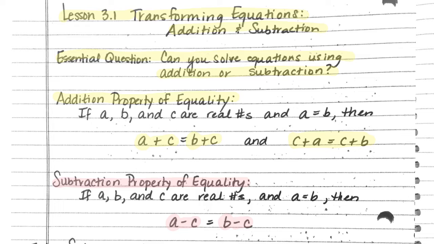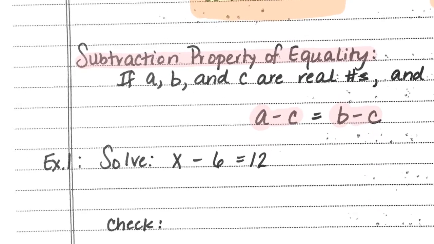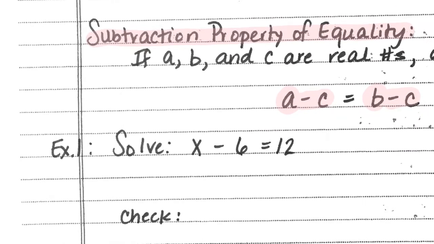Now, one thing I just want to take note of, notice that addition is commutative. So notice that C plus A is equal to C plus B, but notice that subtraction is not commutative. All right, moving on to example 1.